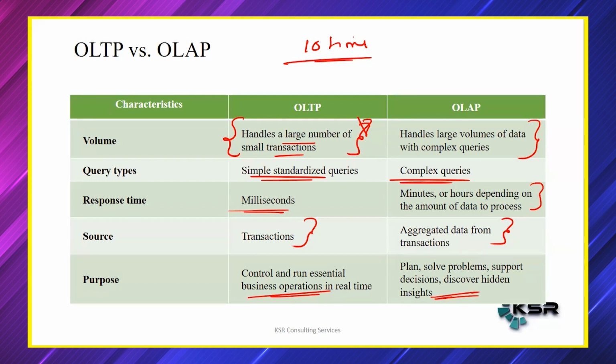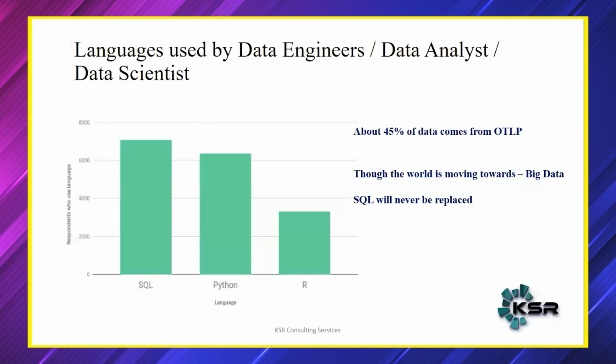With these characteristics of OLAP and OLTP, let's move forward. Around 45% of the data are coming from OLTP. The reason is everything is a real-time transaction. You go to a shop, you buy something, it's a real-time transaction. You go to ATM, you take out the amount, real-time transaction. You send money to someone, real-time transaction. Around 45% of all of the data that we are going to get will be from OLTP.